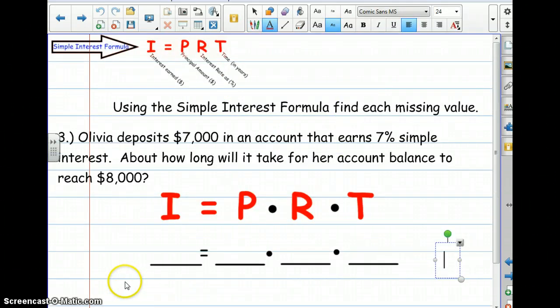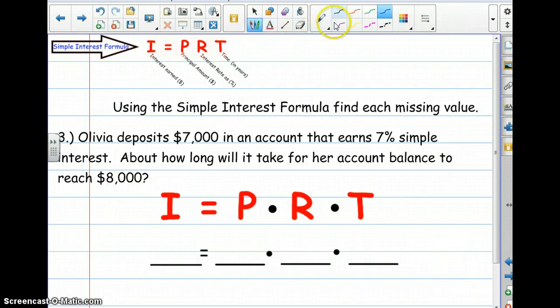Okay, so now we're on to problem number 3. And we have a word problem. It says Olivia deposits $7,000 in an account that earns 7% simple interest. About how long will it take for her account balance to reach $8,000? So first, we highlight what we know. We know that she deposited $7,000. She gets 7% in simple interest. And we want to know how long will it take for her account balance to be $8,000.